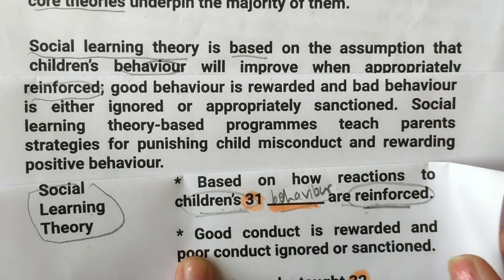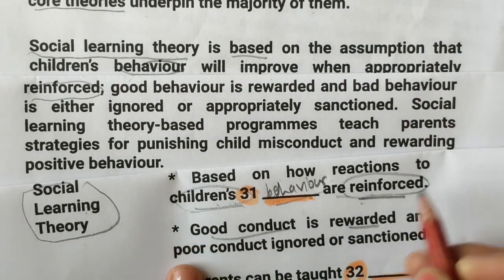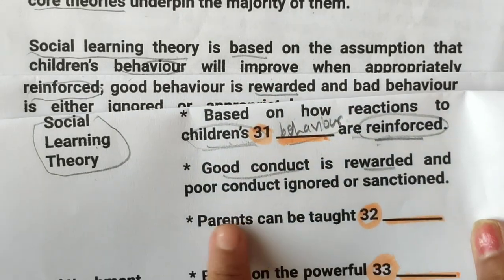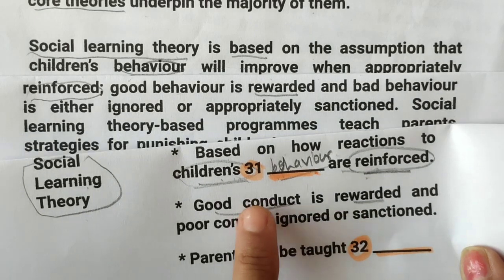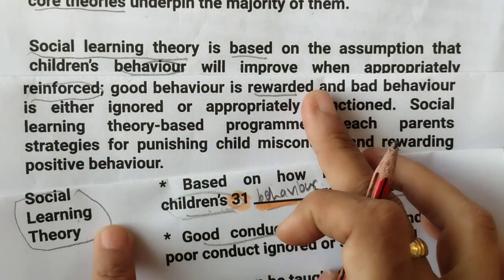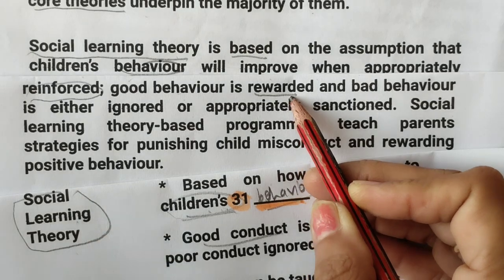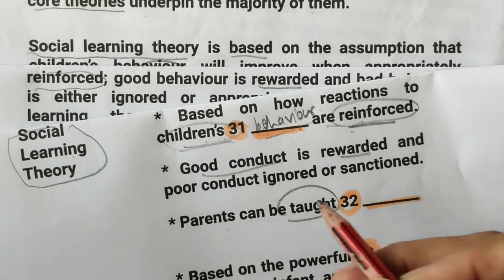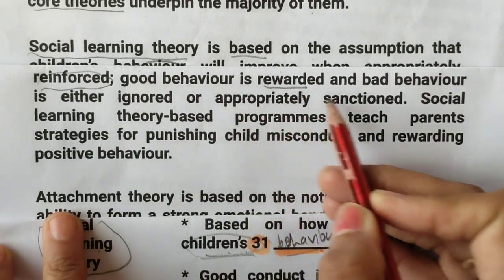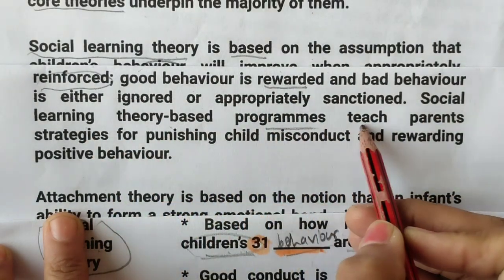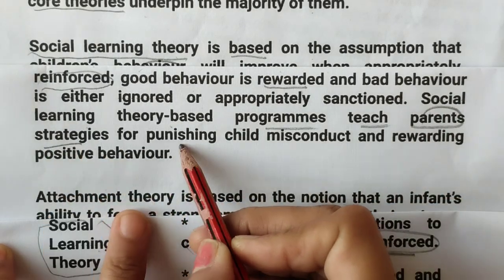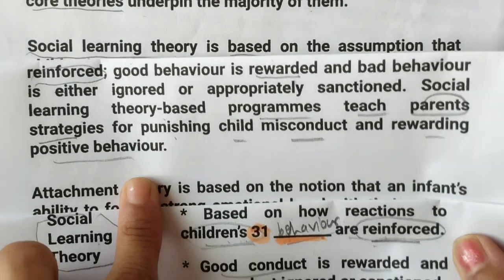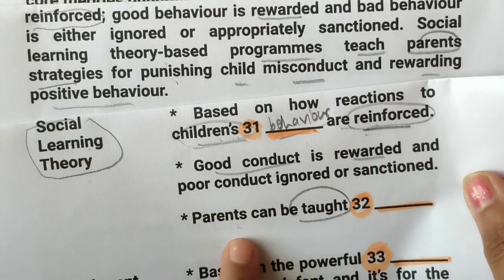Now number 32. So good conduct is rewarded, and rewarded is here, but we need to find the word for this 32. But why am I reading it? So that some sequence should be there, so that I can come to know that this line is gone, this line is gone. It's like a Tambola game. Parents can be taught. What can parents be taught here? Reward is here. Social learning theory based programs teach parents strategies for punishing a child's misconduct and rewarding positive behavior. Okay, so let's see what the statement is saying. Parents can be taught.